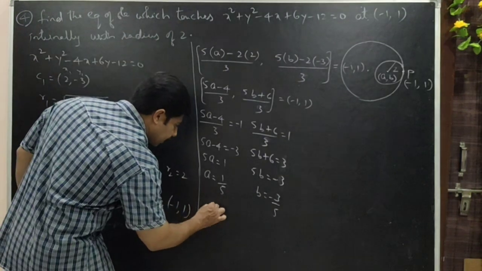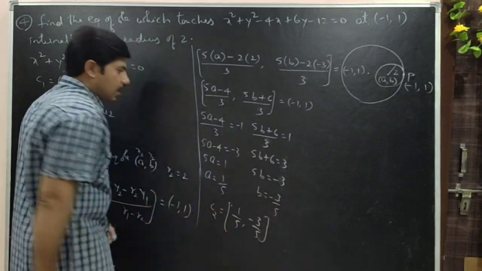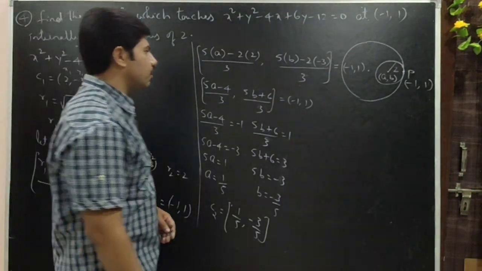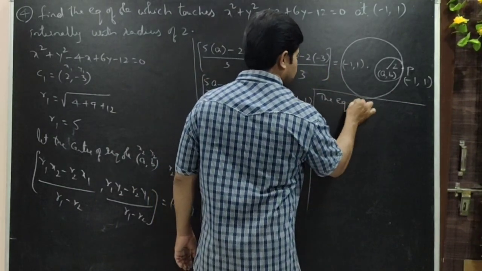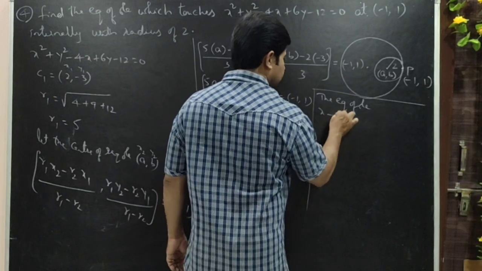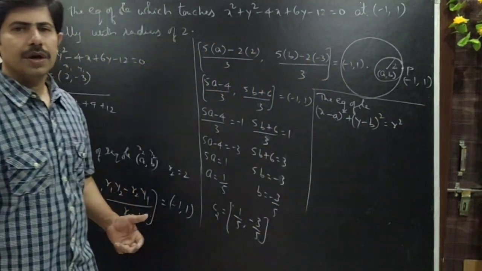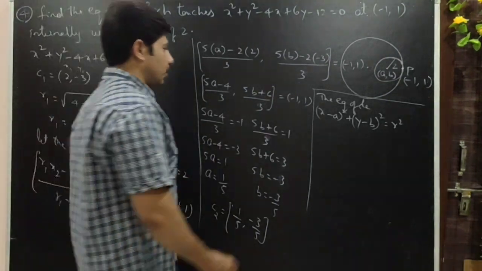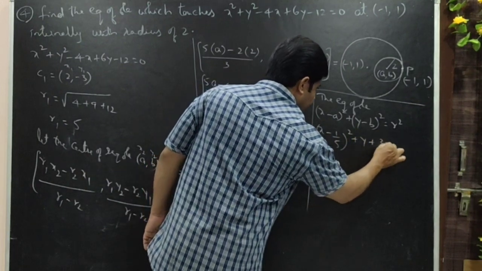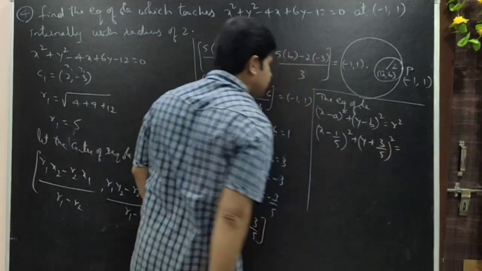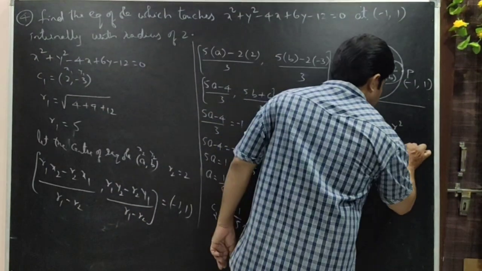Now, what is the center we are getting? The center in this case is 1 by 5 comma minus 3 by 5. After getting the center, we can find the equation of the required circle. So now we find the equation of the circle using x minus a whole square plus y minus b whole square is equal to r square. What is a comma b here? 1 by 5 comma minus 3 by 5. I am substituting. So that is x minus 1 by 5 whole square plus y plus 3 by 5 whole square is equal to r square. R is the radius of the required circle. The radius of the required circle is 2, so I have to write 2 square.